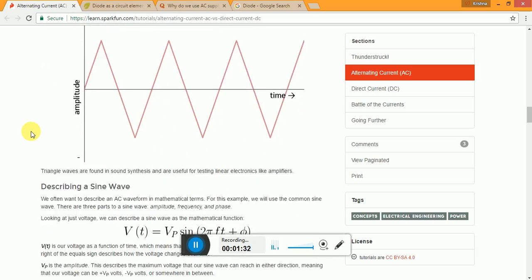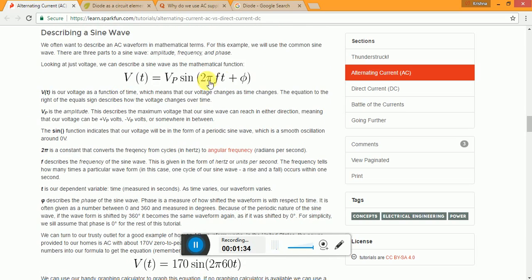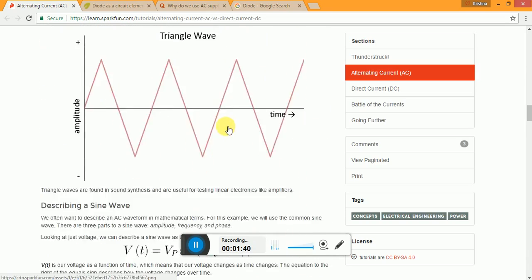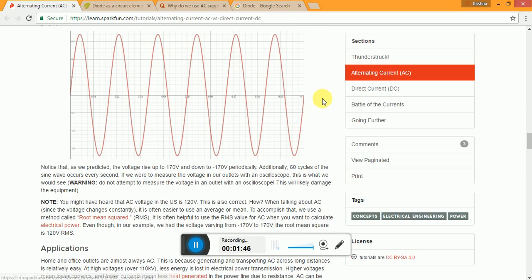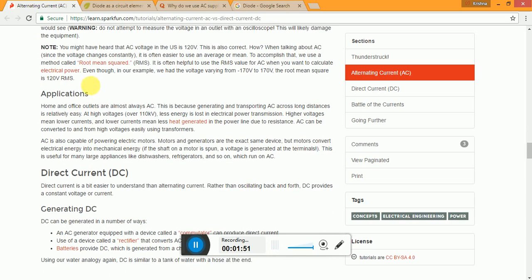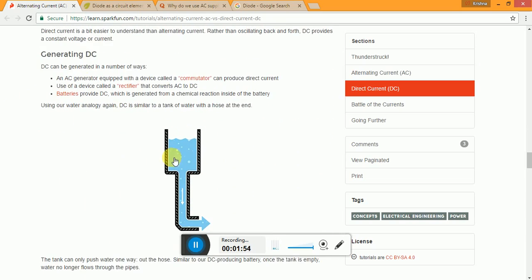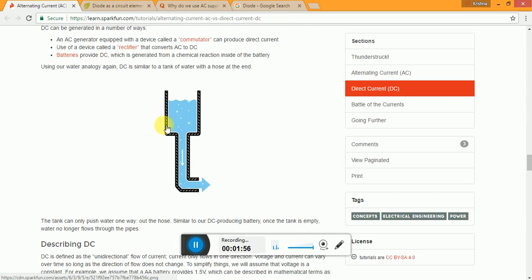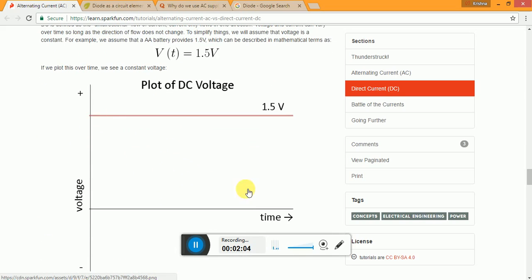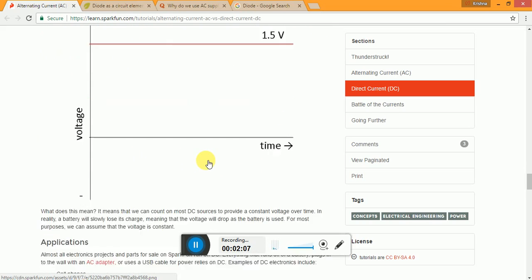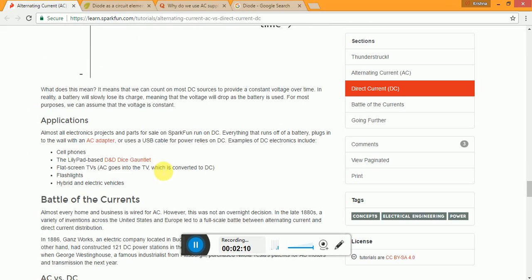Once you're done with that, they even give you an equation that governs these waves. And most of this is not necessary. All you have to know is that AC is something that changes, that reverses its direction every cycle. Some of the applications for AC current are given. And DC current, again, I think this height is meant to represent the voltage. So direct current has no change in direction, it's just flowing through. As expected, there is no change in direction, it's just a steady voltage going along. Applications for direct current are also given.